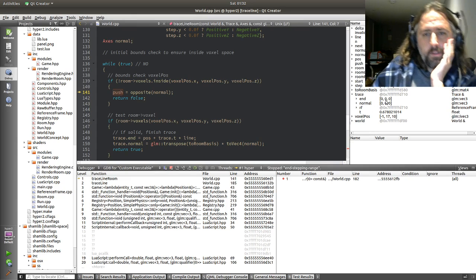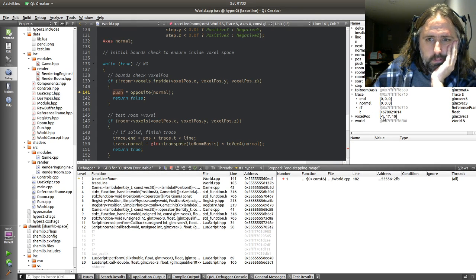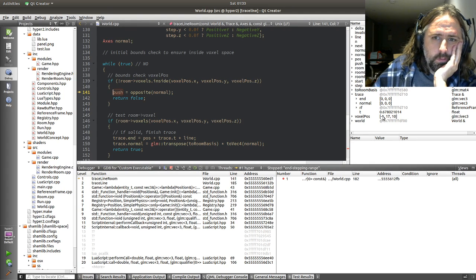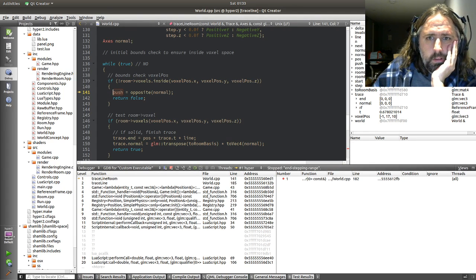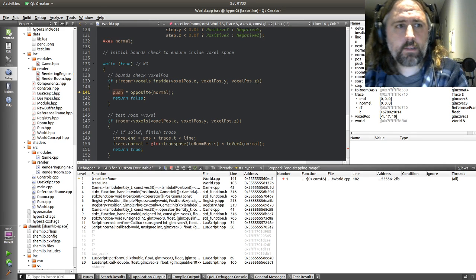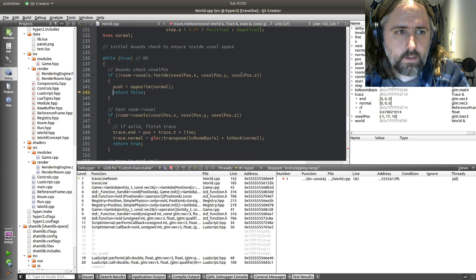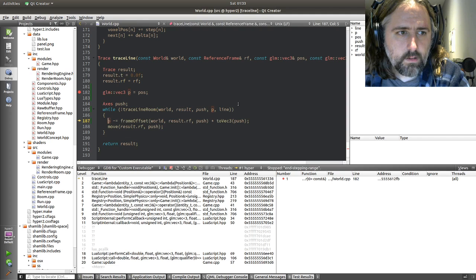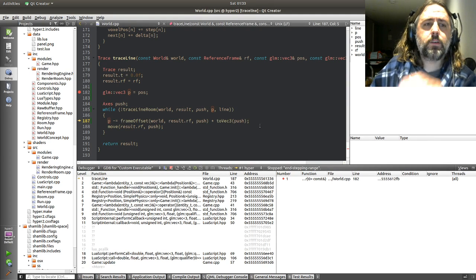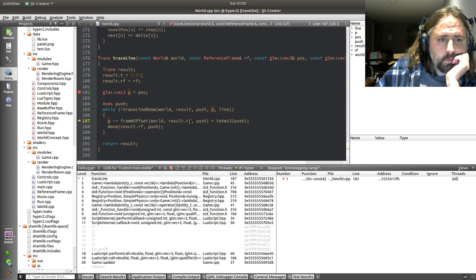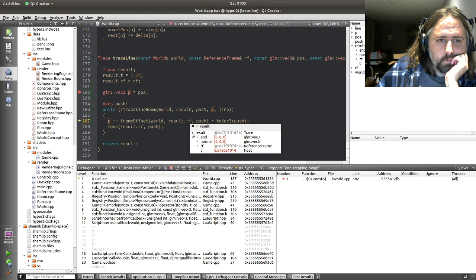Whoa! And the voxel position is now out of bounds. It's gone off the x-axis. The normal is set to positive x, so it's saying push should be negative x. It's pushing off the negative x-axis. Turn false. Okay, so we've got the world result reference frame. And we're pushing negative x.